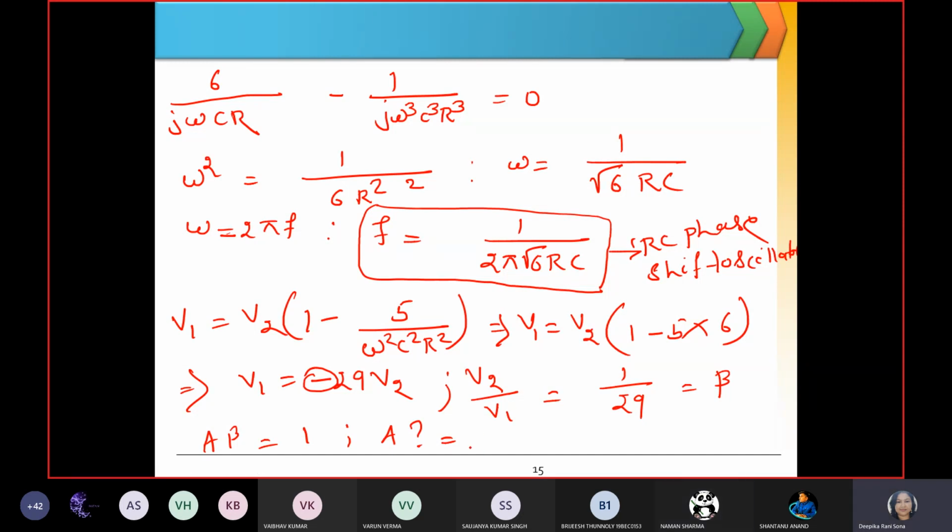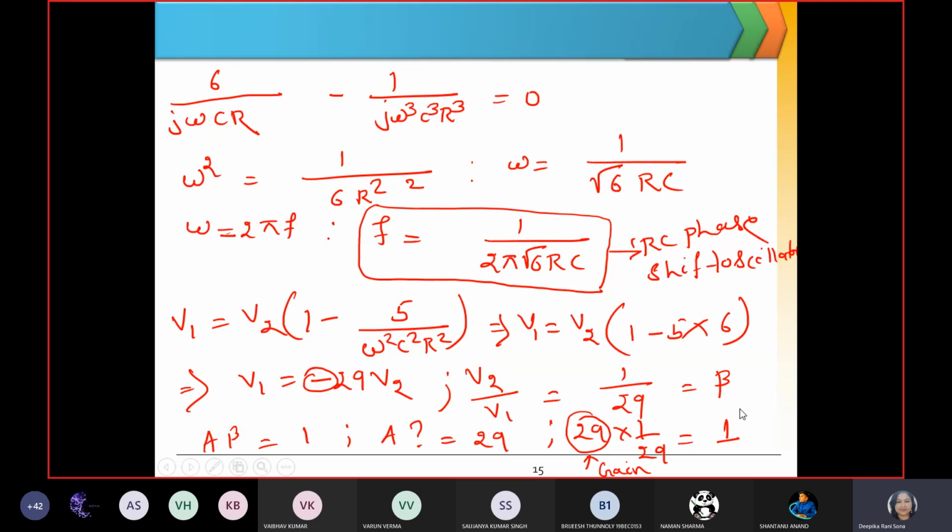29, ma'am. Yes. So gain should be equal to 29, because 29 into 1 by 29, so that we may achieve A beta equal to 1. This is the answer. So gain should be 29 for the RC phase shift oscillator to meet the Barkhausen criteria, A beta equal to 1. So here we are proving that V2 is 1 by 29 times of V1.